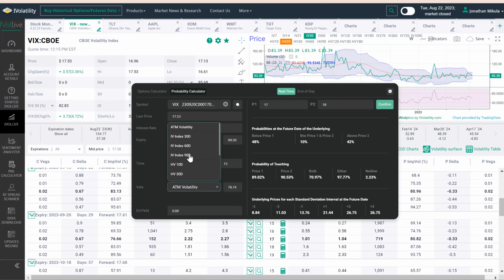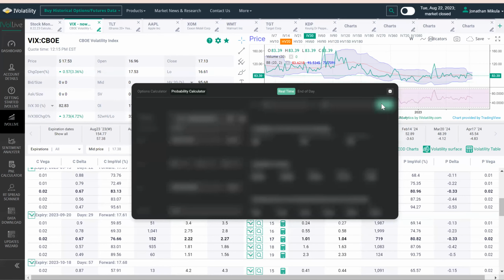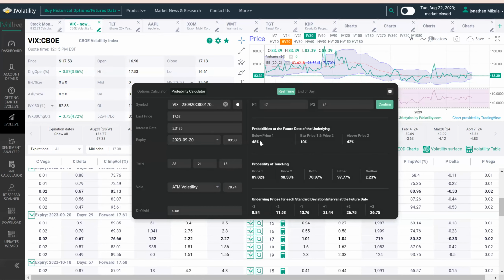We could also look further out. We could also screen against what's happened in the past with historical volatility. But the most common one, and the one I use the most, is this ATM, at the money volatility. And what we can see is when we hit confirm, the likelihood that the VIX will be below 17 on September 20th is 48%. The likelihood that it will be above 18 is 42%. The likelihood that it'll be in between these two prices is only 10%.